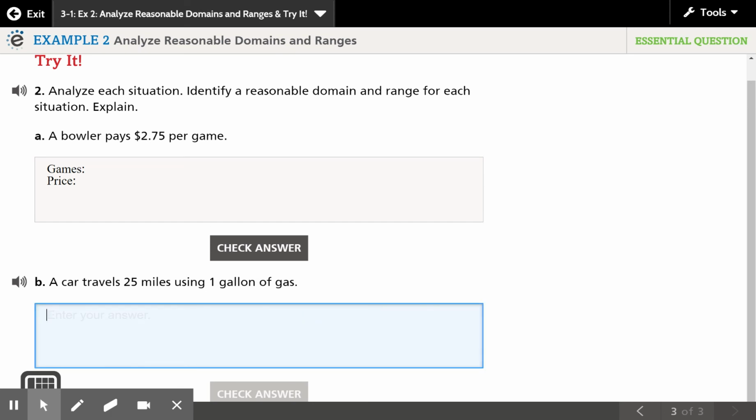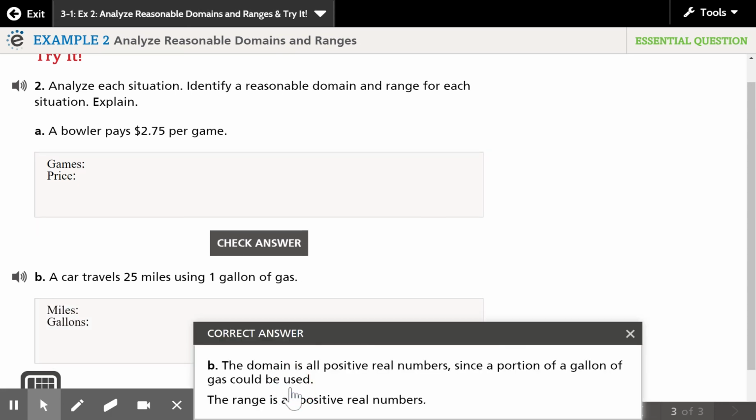And then a car travels 25 miles using 1 gallon of gas. So the two things we're talking about are miles and gallons. Can you go negative miles? Can you do negative gallons? Can you have 23.9 miles? Can you have half a gallon? These are all things that you need to think of.